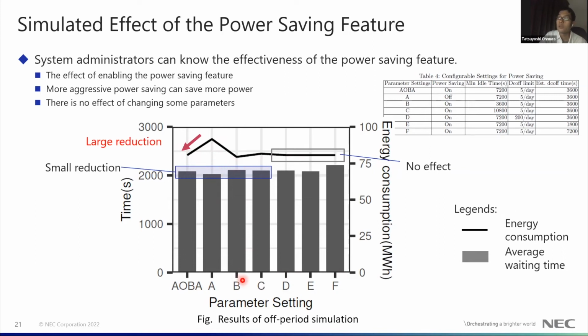In cases B and C, power consumption has changed a little, but the average waiting time has not changed much. You can see that more aggressive power saving can save more power. In cases D, E, and F, power consumption did not change. You can see that there is no effect of changing the parameter in this job pattern. Thus, using this simulator, you can see the effect of enabling power saving and changing parameters.